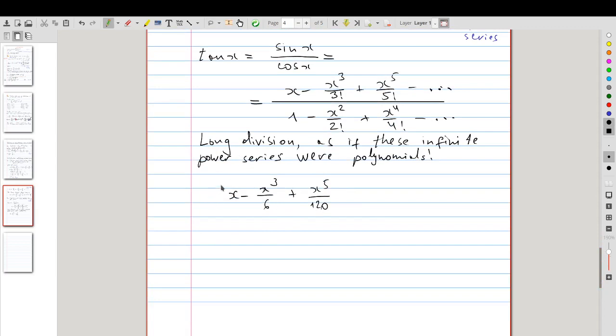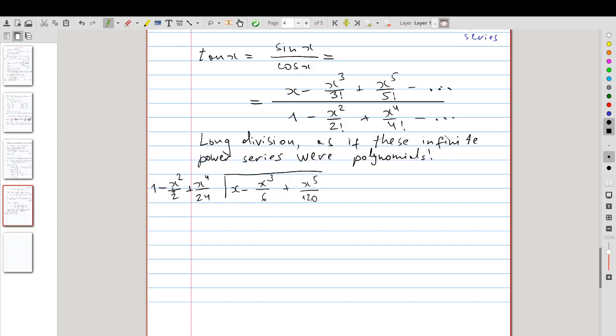So this has to be divided by the expansion of cosine, which starts off with 1 minus x squared over 2 plus x to the 4th over 24. So that is x squared over 2 factorial and x to the 4th over 4 factorial. And everything else, all the subsequent terms, we pretend are not there.